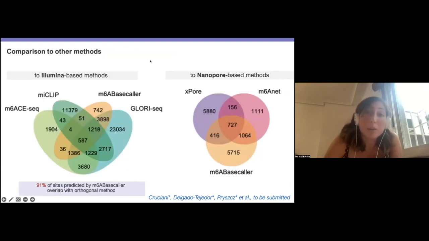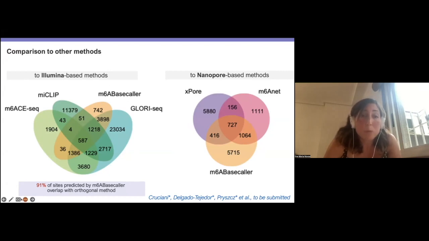So how does it compare to other things? Actually, this has been raised a bit before. Of course, nothing is perfect, and we don't really know what is the truth of the truth, especially in vivo. So you never know which is the one that is doing the better job. But what we do see is that the M6A base caller has a huge overlap with a bit of everything. Huge overlap with GlorySeq, with MyClip, or with M6A-seq. These are different data sets from different people that have made their data publicly available. So thank you very much for that.